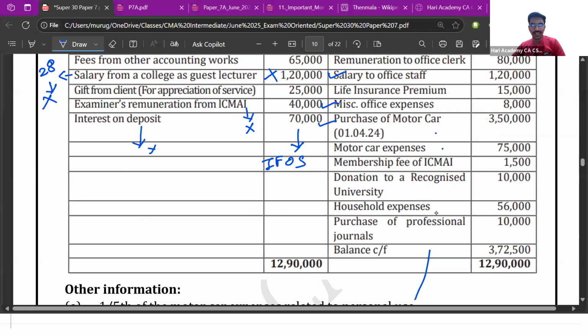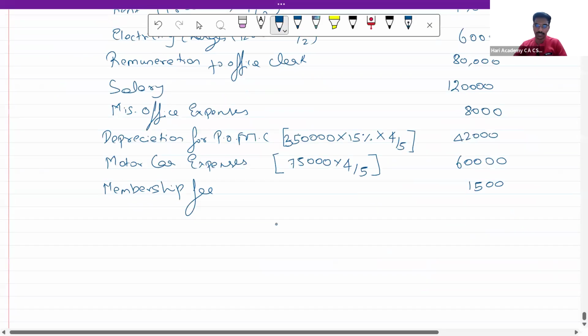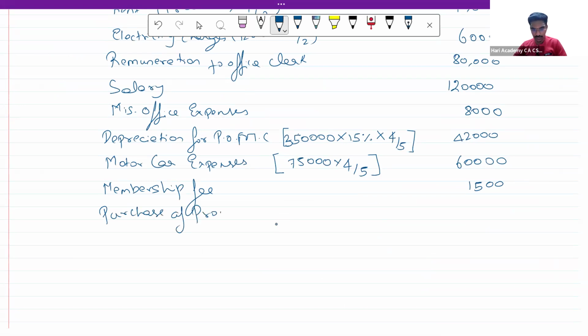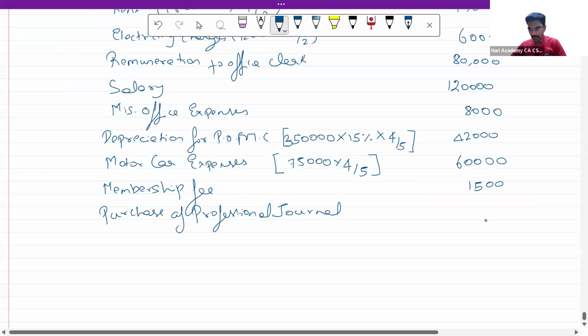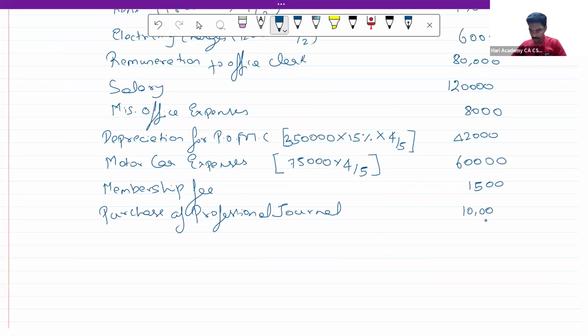Then household donation to a recognized university. This is not an allowable expenditure. Household expenses is not an allowable expenditure. Journal, it is an allowable expenditure. Purchase of professional journals. Purchase of professional journal, 10,000 is an allowable expenditure.